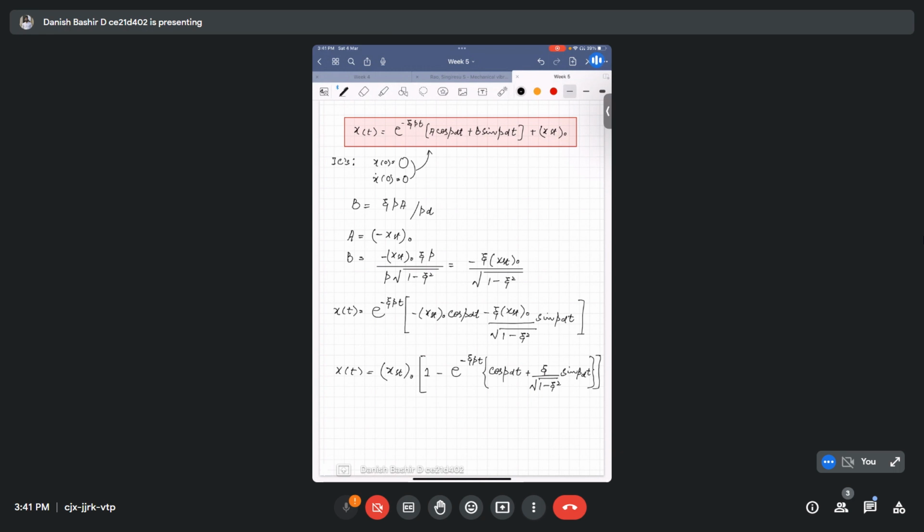This is the solution we will get for this type of system if we consider the damping also. Okay, this is very simple. We are just considering damping, theta is there.